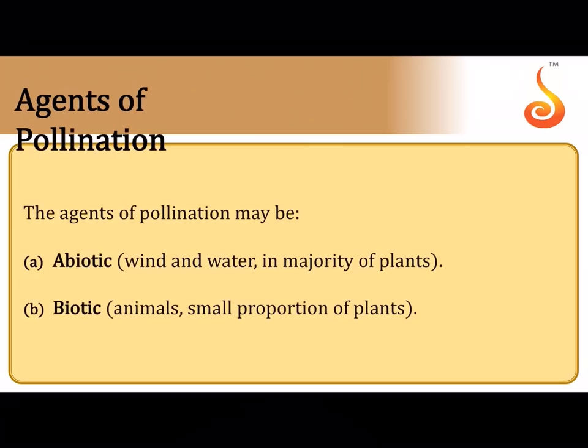How is pollination brought about? What are the different agents of pollination? The agents may be non-living, such as wind and water in the majority of plants; then we call them abiotic agents. The agents may be living, like animals; these are called biotic agents. So the majority of plants use abiotic agents like wind and water. A few plants use biotic agents such as animals.